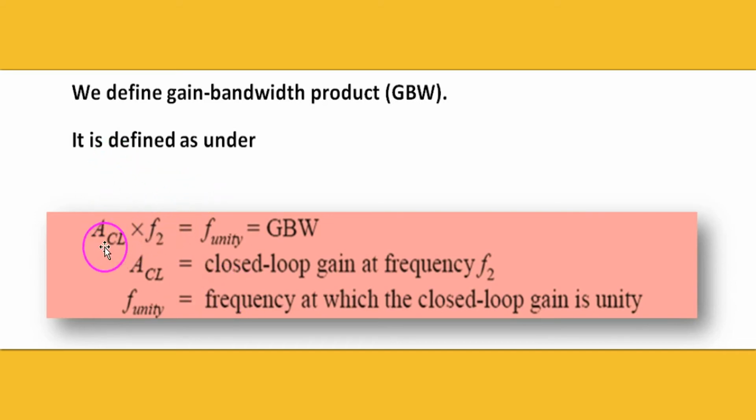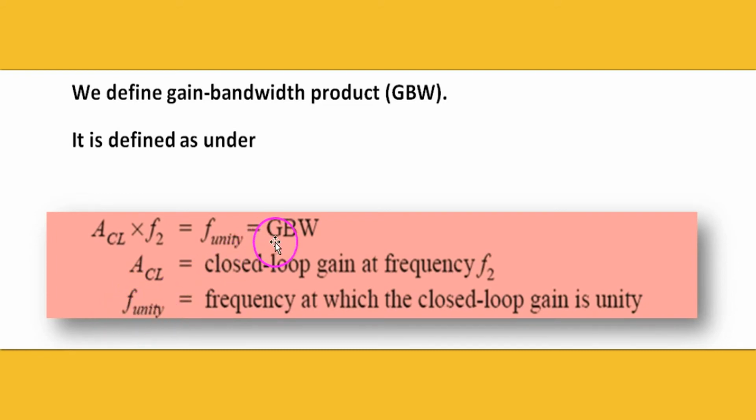So it is defined as closed loop gain times f2, and if the closed loop gain is set as 1, then the gain bandwidth product becomes, if ACL is 1, simply f2, which is written as f unity. F unity means when ACL, the closed loop gain, equals 1. So that frequency is called f unity.